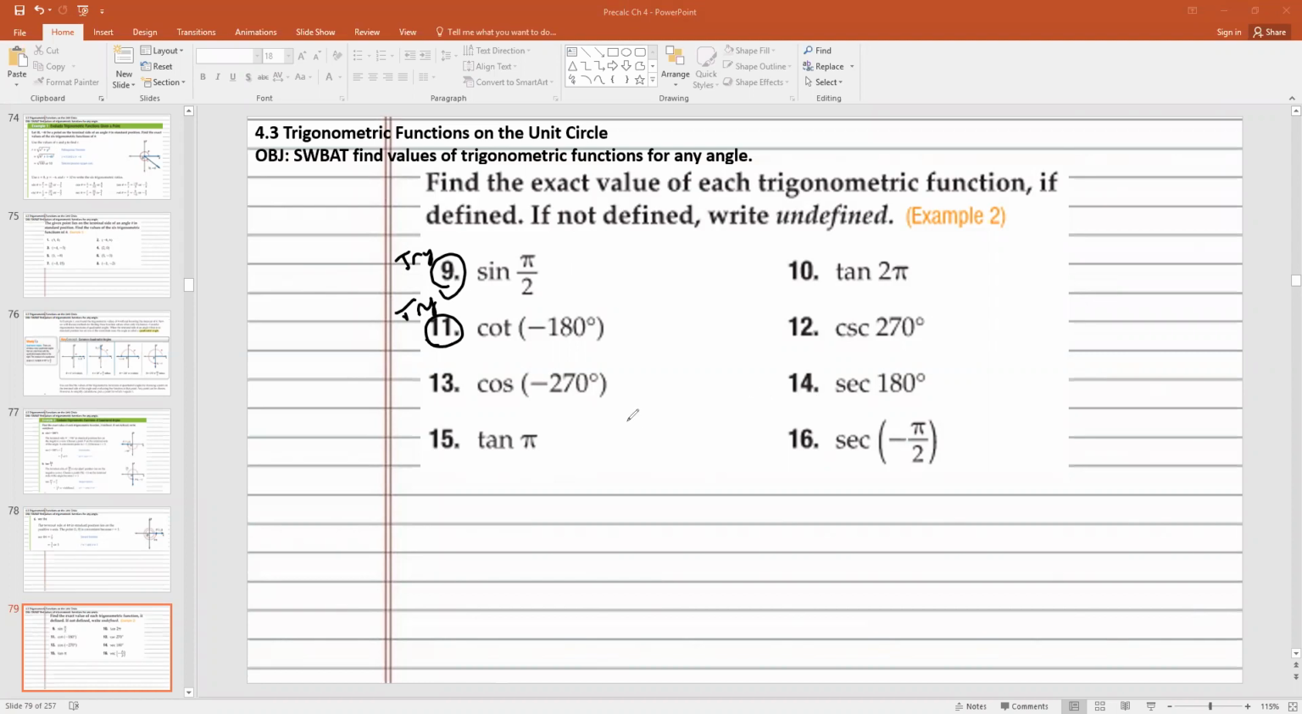So 14, you want secant of 180. So if you want, you can draw the picture. Okay, it's easier. And then here, secant of 180. So 180, 0, 90, 180 is over here.